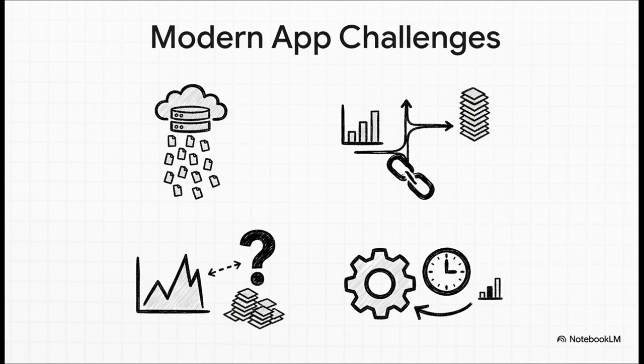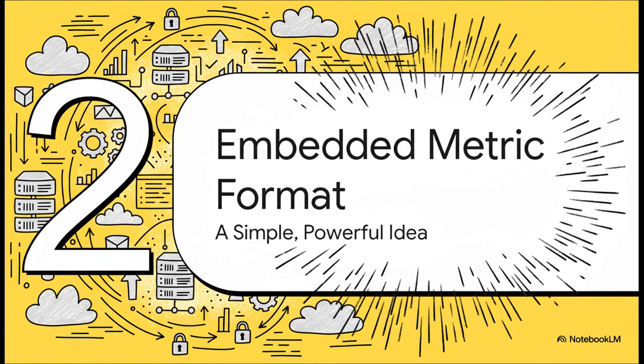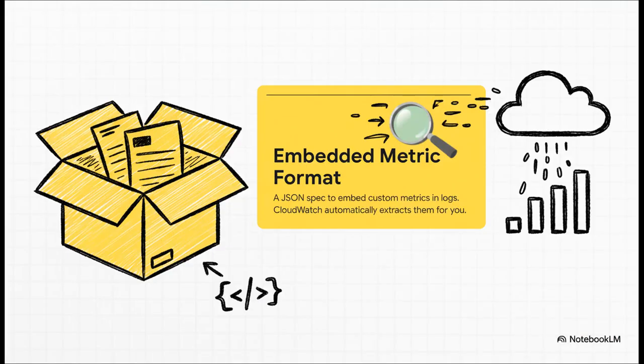It's a mess. And that brings us right to section 2 and the beautifully simple yet really powerful idea behind the Embedded Metric Format. So what is EMF exactly? Well, it's just a JSON spec that lets you embed your custom metric data right inside your log events. You just write one structured log, send it off, and CloudWatch automatically finds and pulls out the metric data for you.